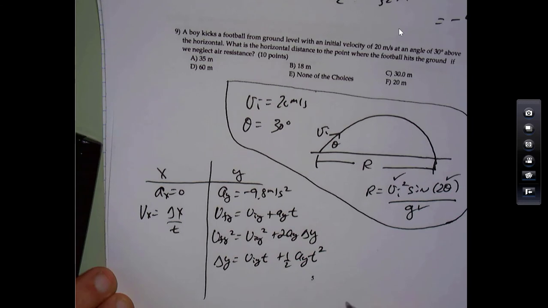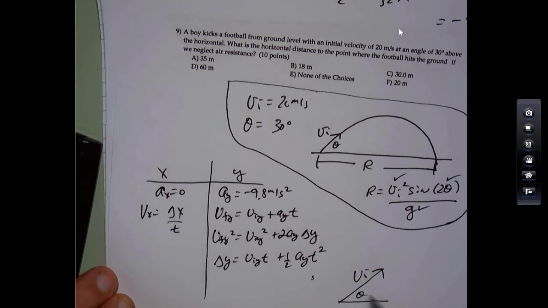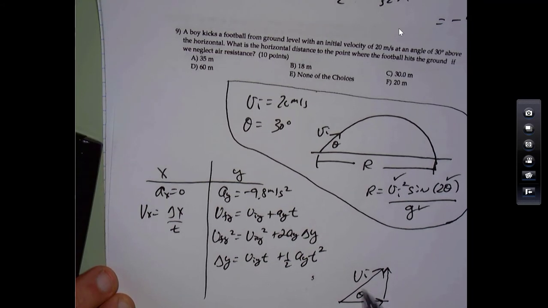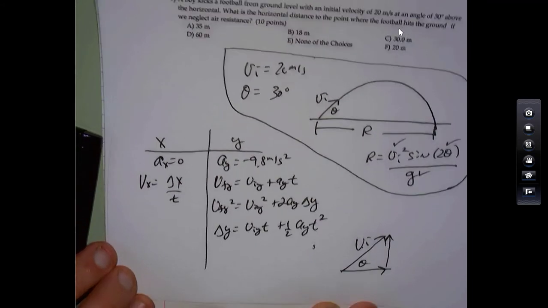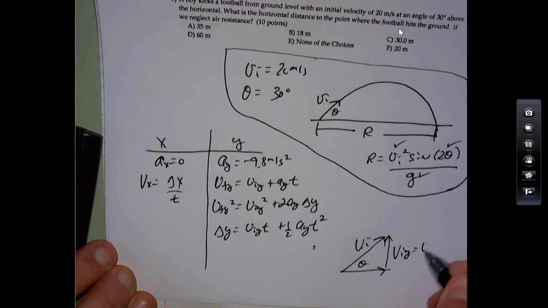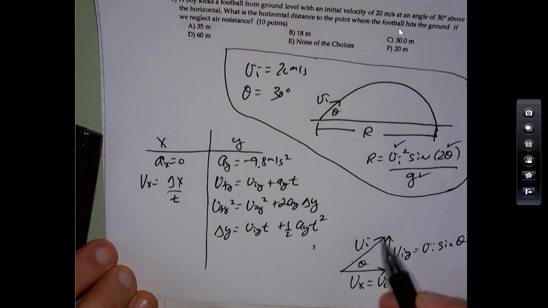And then if you have a picture like this, if this is the overall velocity and this is theta, this can be broken into its components, x and y part. So the initial velocity in the y is the overall velocity times the sine of theta. And the x velocity, which doesn't change, is the overall velocity times the cosine of theta.